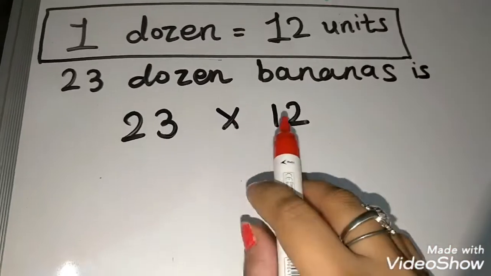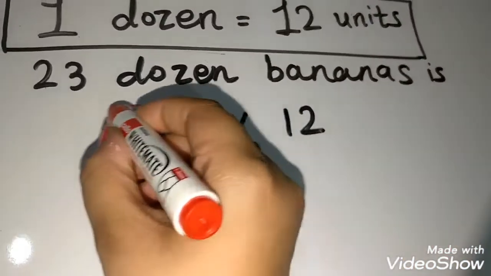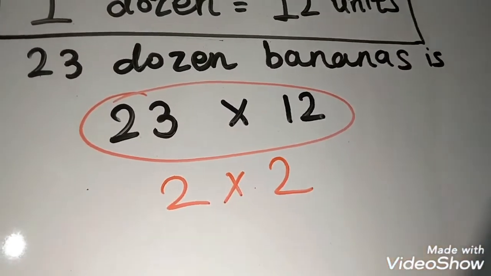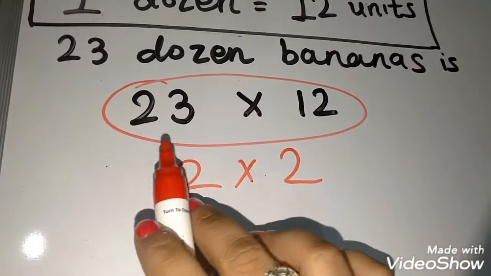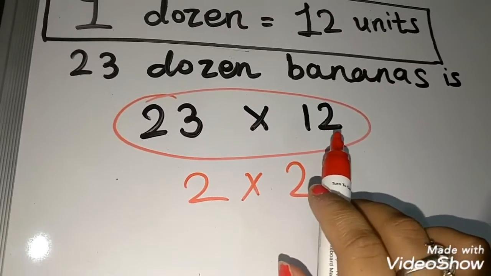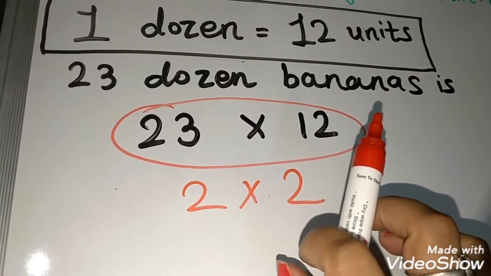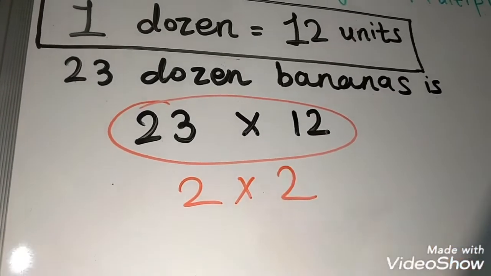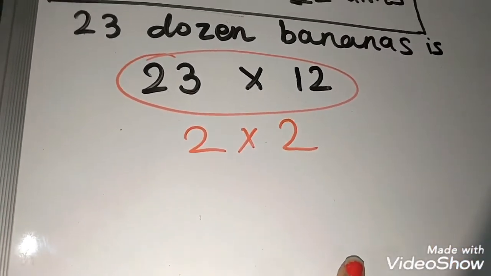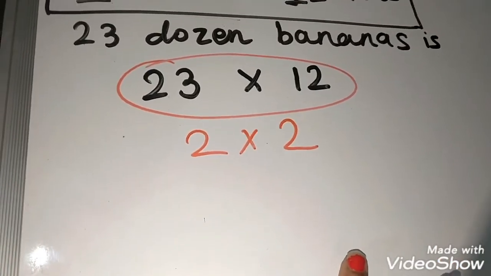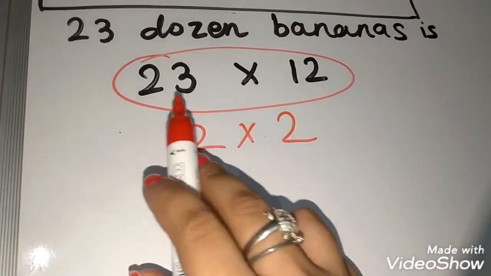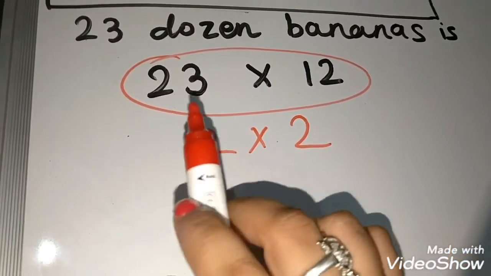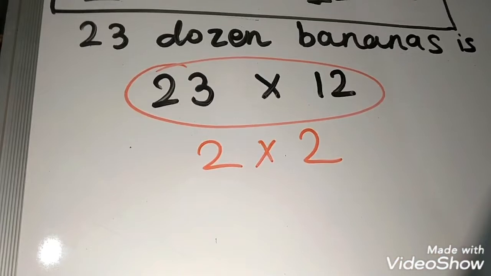So, 23 into 12. First of all, these are called 2 into 2 digit multiplication. We have to find 23 times 12. But you will say, ma'am, we don't know the table of 23. How will we find out the answer for the question? But do you know, we can do it in the same way as we have done in the previous video, by expanding both the numbers. Let's see how we can find out the answer for the multiplication.